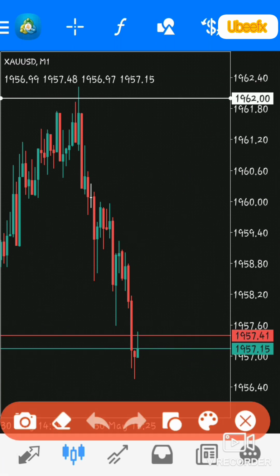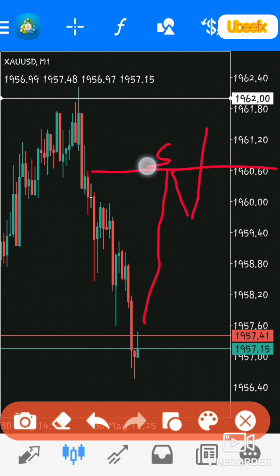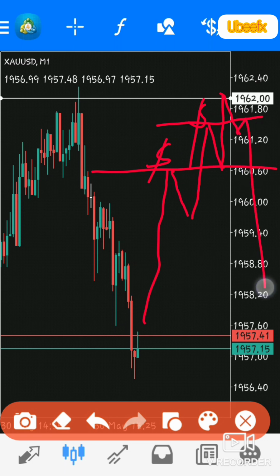Gold came to resistance, created liquidity, moved up, took this liquidity, created another liquidity, moved up, and took the liquidity again, for at least 2 times. Then I will start looking for gold to break this support, which was previously resistance. Then I sell. I hope you get my explanation, right?